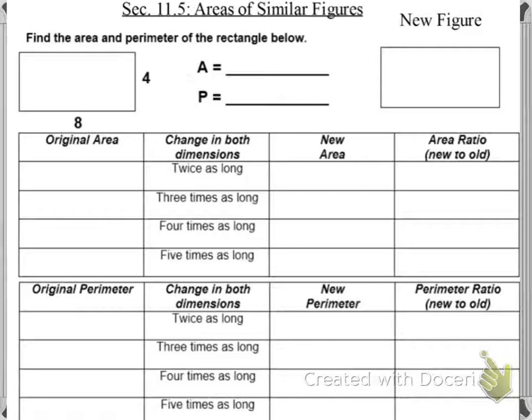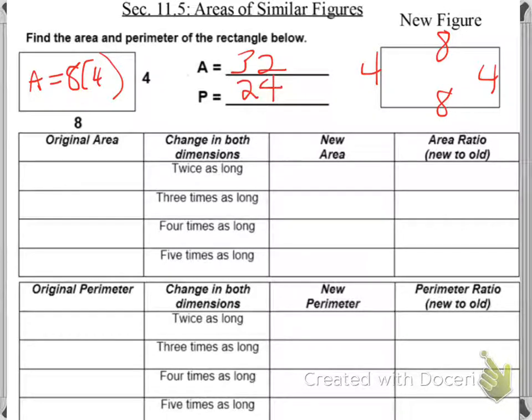So if you look at this 8 by 4, the area would equal 8 times 4, so the area would be 32. And then the perimeter, if you have 8, 4, 8, and 4, if you add all those up, you get 24. And if we're talking about area, obviously that's units squared, and perimeter would just be units.